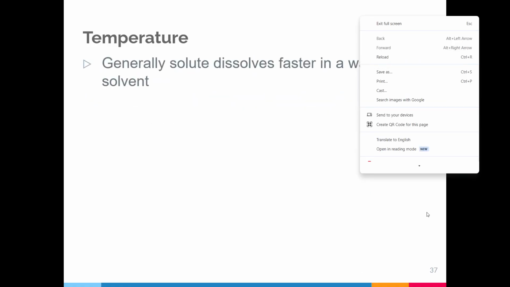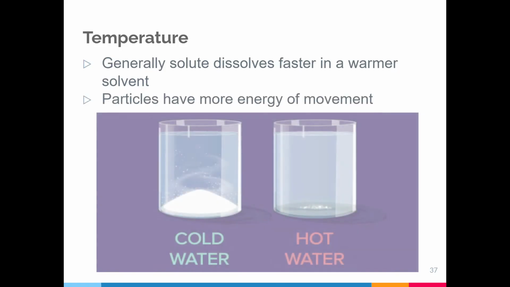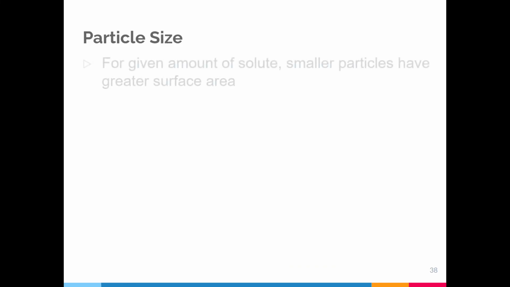Temperature. Generally, solutes dissolve faster in warmer solvent because particles have more energy of movement. This is kind of a visual representation of sugar dissolving in water. Cold water, it takes longer. Hot water, it does faster.